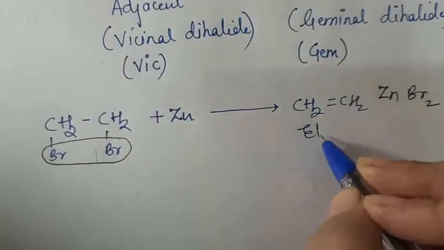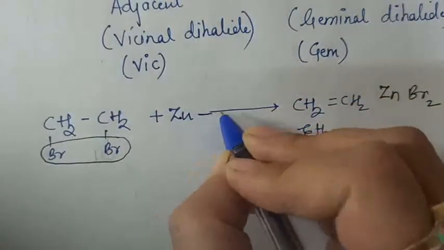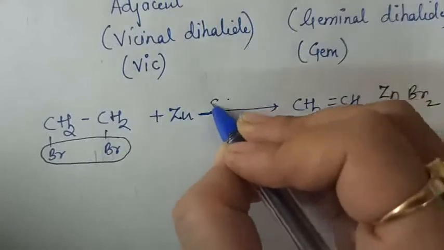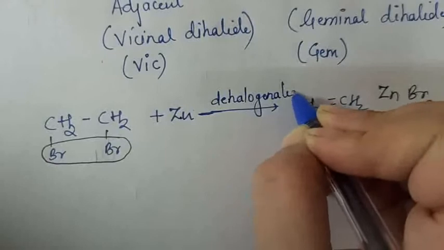So this is the ethene molecule which is formed. And one very important thing is that from this molecule 2 halogens are removed, so this is actually dehalogenation. You can name this process as dehalogenation.